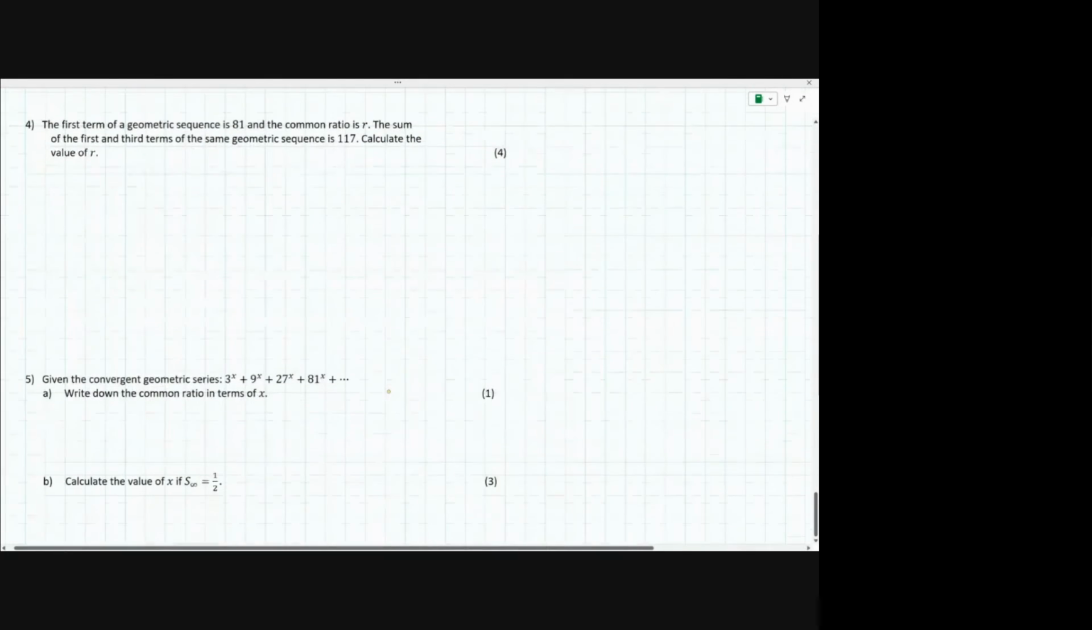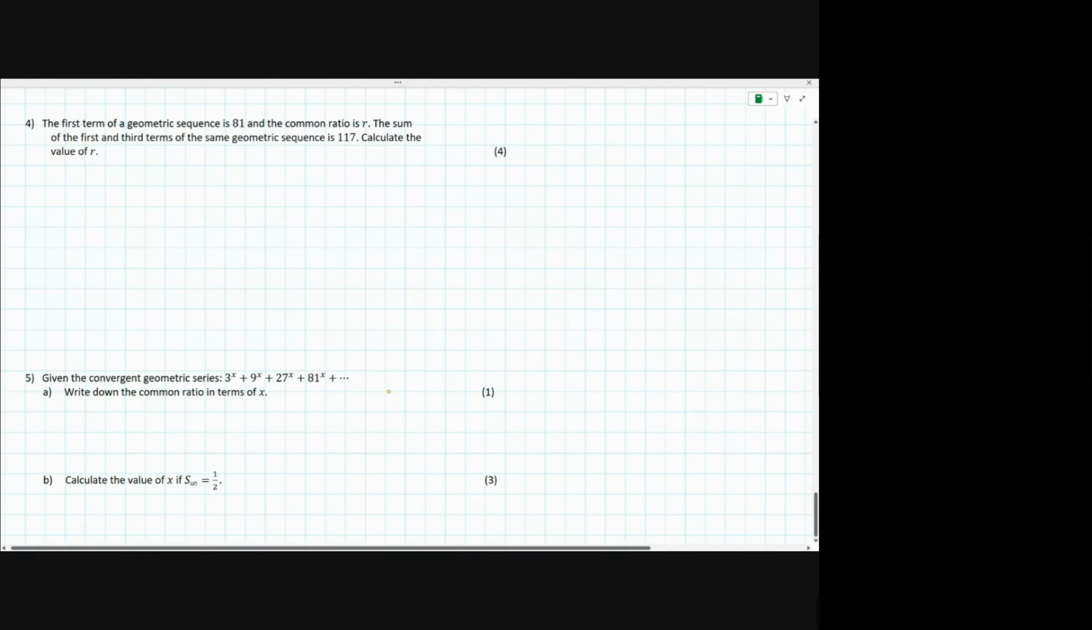All right, so if we have a look here, the first term of a geometric sequence is 81, and the common ratio is r. The sum of the first and third terms of the same geometric sequence is 117. Calculate the value of r. So again, let's not overthink it. Let's write down what we have. We know that term 1, which remember is the same thing as a, is 81. We don't know the common ratio, we just know that's r. And we know that T1 plus T3 is equal to 117.